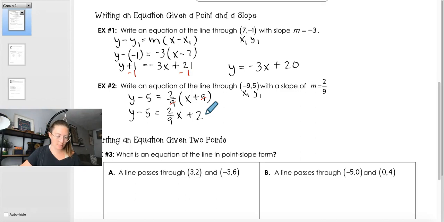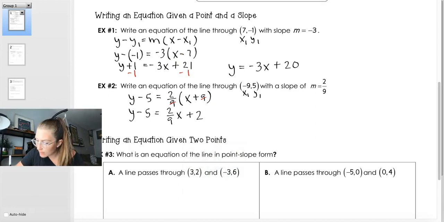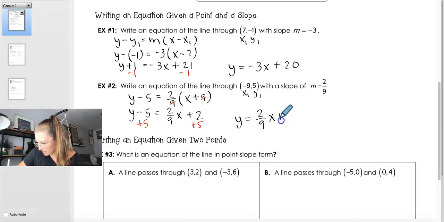Alright, I'm going to go ahead and put it back into that slope-intercept form. So get y by itself. So we're going to add 5, so I get y equals 2/9 x plus 7.